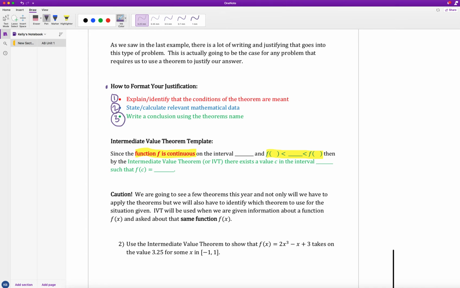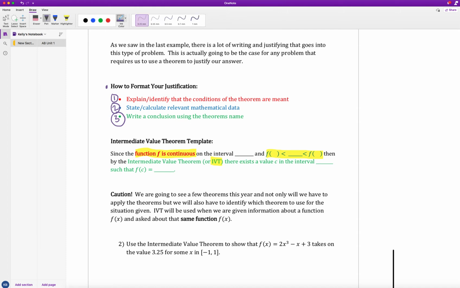The last part, if we're thinking about it in terms of the intermediate value theorem, is that by the intermediate value theorem, and you are allowed to shorthand that using IVT on any learning check or assessment in class or on the AP test, it is fair game to use the shorthand of IVT instead of writing out intermediate value theorem, then there exists that value c that we were looking for in whatever interval the problem is asking about, such that f of c equals that m value.